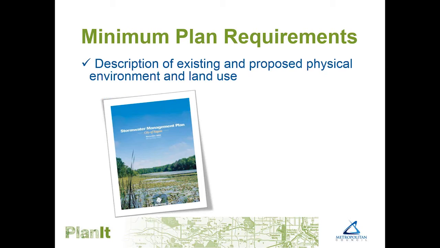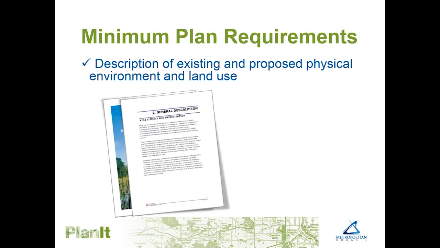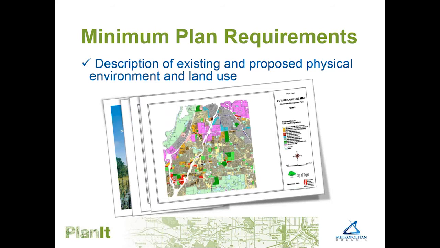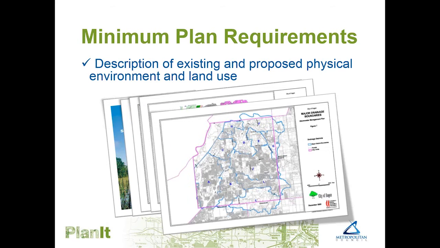The plan must include descriptions of the existing and proposed physical environment and land use. Drainage areas and the volumes, rates, and paths of stormwater runoff must be defined. Proposed land use information should be consistent with that included within the comprehensive plan. Using the City of Egan's last plan as an example, they included information on climate and precipitation, soils and topography, existing and proposed land use, and drainage areas.